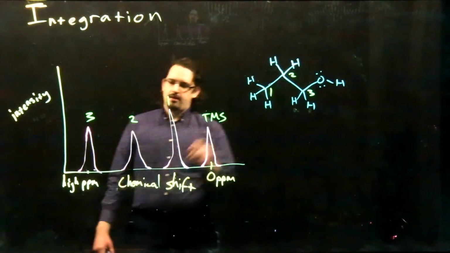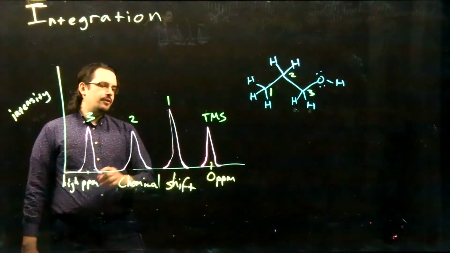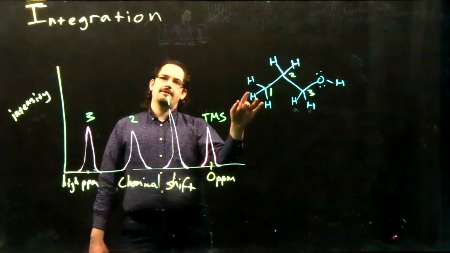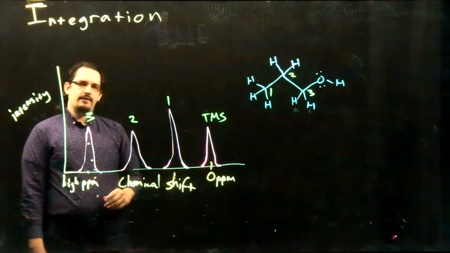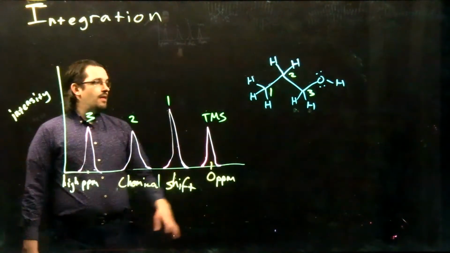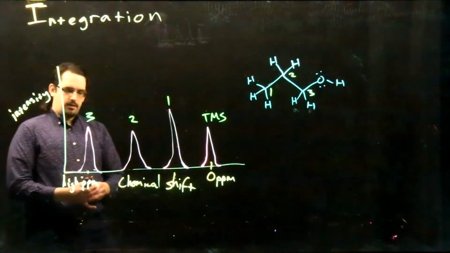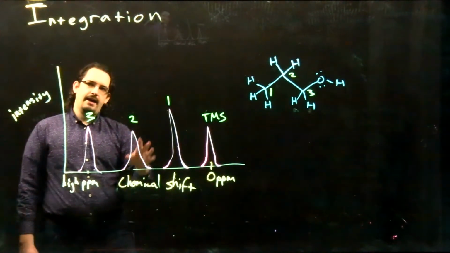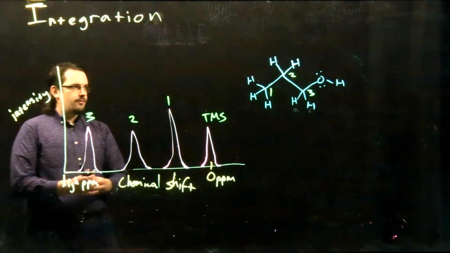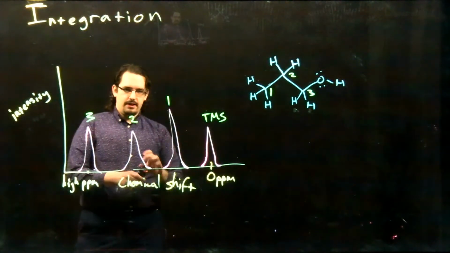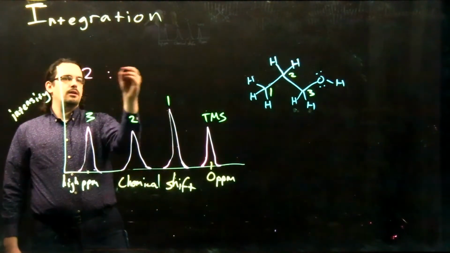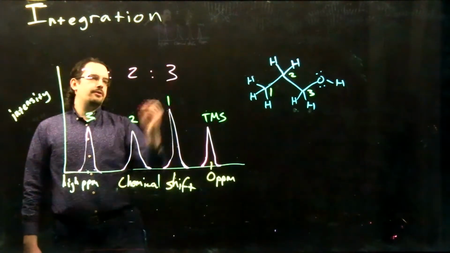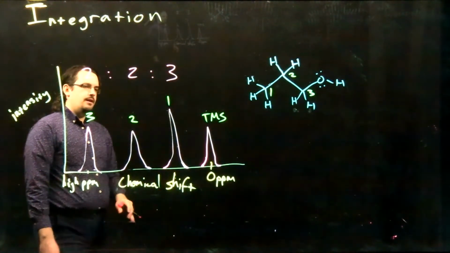Two here, both absorbing at the same frequency. And now we have three at this position absorbing at the same frequency. The number of hydrogens corresponds to the size of the peak. So in terms of the number of hydrogens, we have 2, 2, and 3 in our three different peaks.